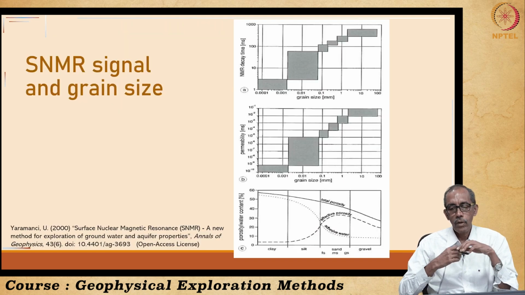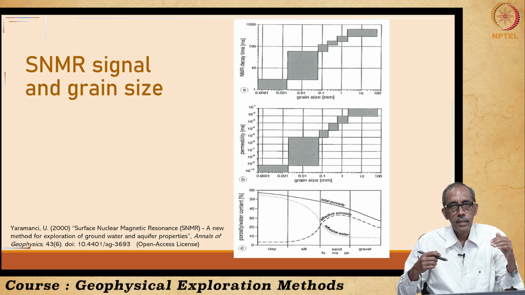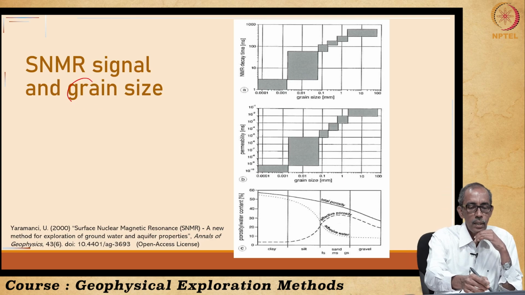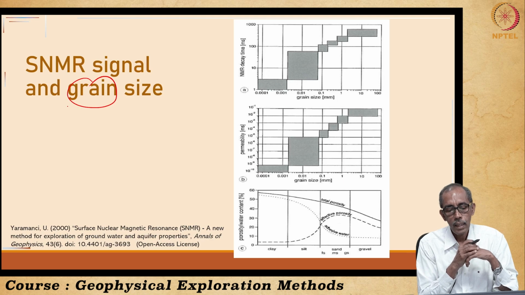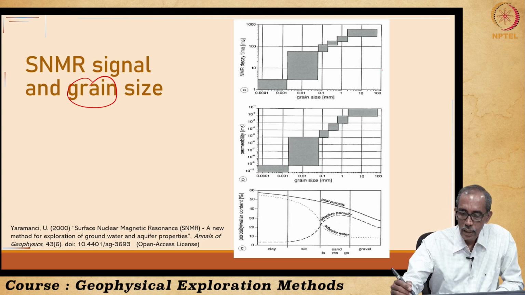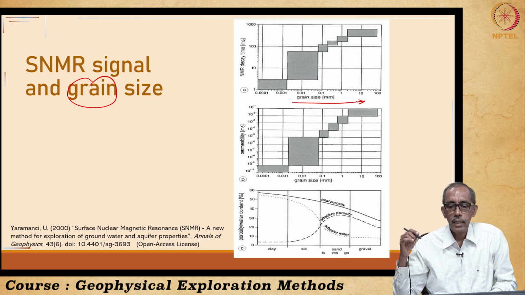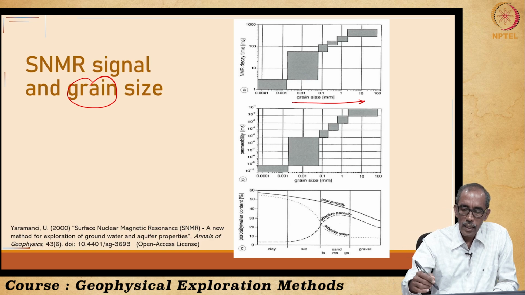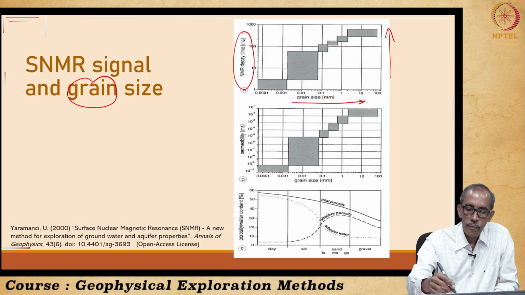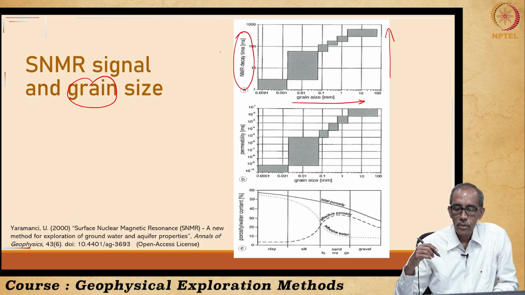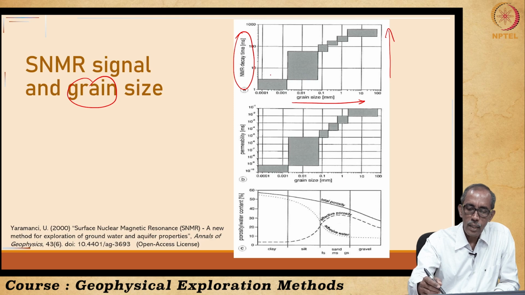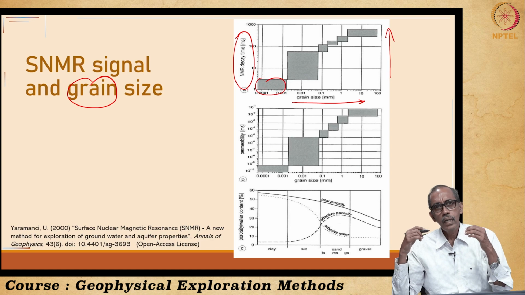Now, let us also have a look into how the SNMR signal helps us to understand the grain size. So, here you can very clearly see this is the scale indicating the grain size. With reference to the grain size, if you look at the NMR decay time which is shown here, decay time is very less for which one? Very fine grained formation.